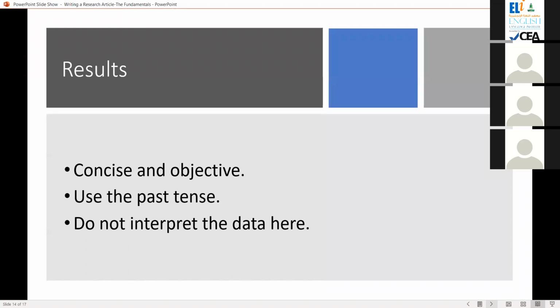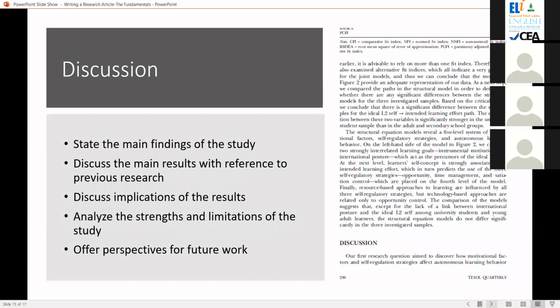Do not interpret your data here. We start interpreting the data in the discussion section. So we've presented our key results, and then we go to the discussion section, where we interpret those results in light of what we already know from the literature.